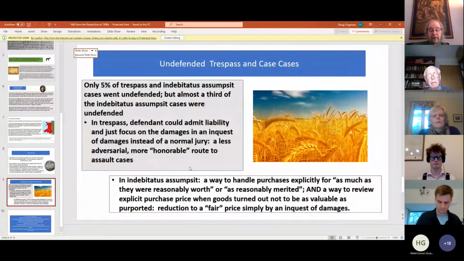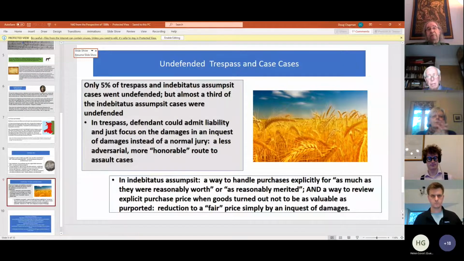Okay, so you have a mass of undefended debt cases, but you also find a reasonable number of undefended trespass and case cases. These obviously aren't going to be due date extensions. You just don't have due dates in most of this stuff. So only about 5% of trespass and indebitatus assumpsit cases went undefended. But when you separate it out and look at the indebitatus assumpsit cases, a third of them were undefended. So in indebitatus assumpsit, you have a reasonable percentage of cases in which the defendant simply admits the case.